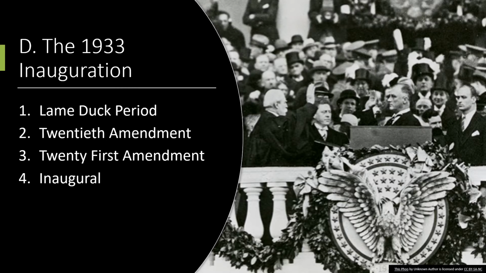The 21st Amendment: because FDR won such a landslide campaigning on the repeal of Prohibition, Congress submitted to the states the 21st Amendment on February 20th, 1933, and it became law on December 3rd, 1933, when the 36th state, Utah, ratified it. In the inaugural address, FDR gave a very uplifting speech in which he said, "The only thing we have to fear is fear itself."